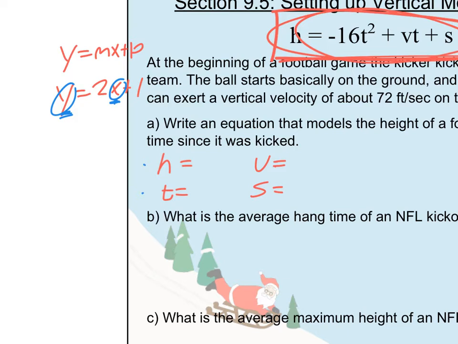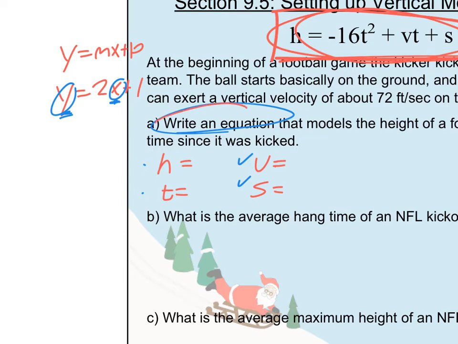So just know, a lot of times when we first make our initial equation, where it says write an equation that models this situation, we're probably going to be given v and s. There can be problems where we won't be, but usually we'll be given those two, and then h and t we'll use to answer some other questions along the way.